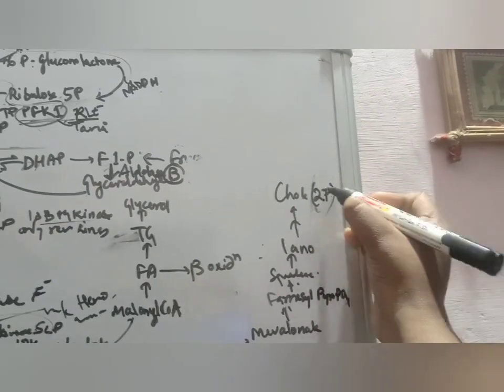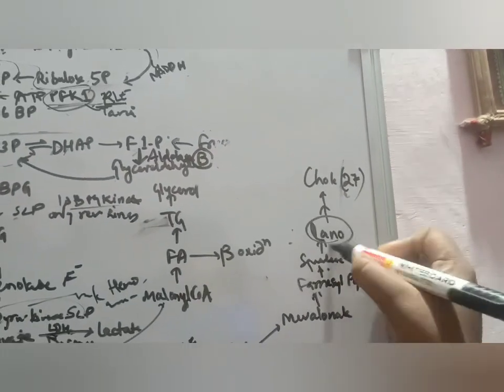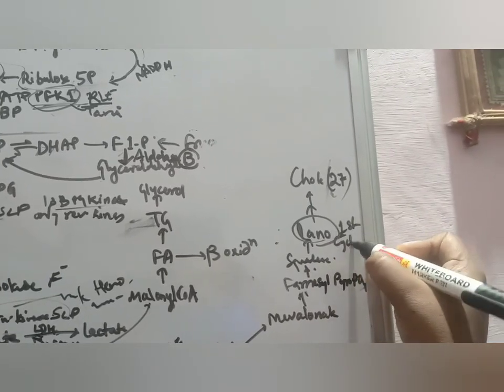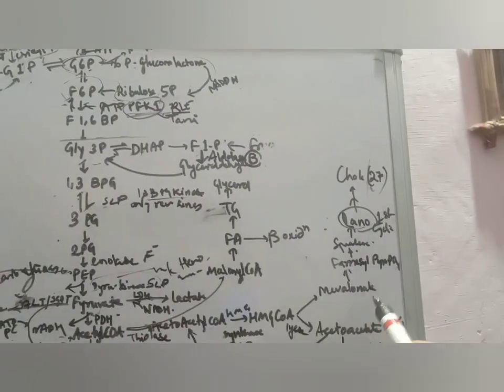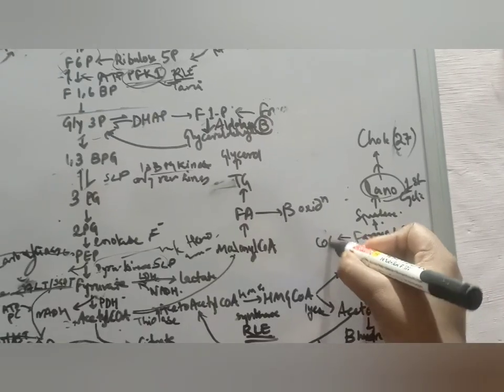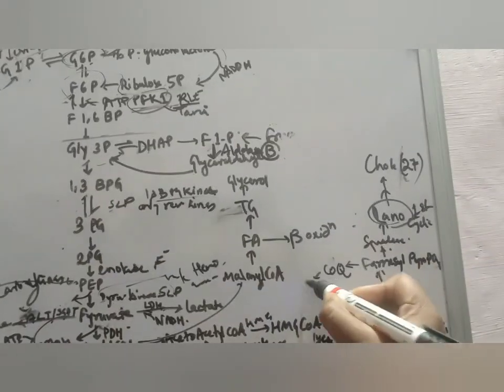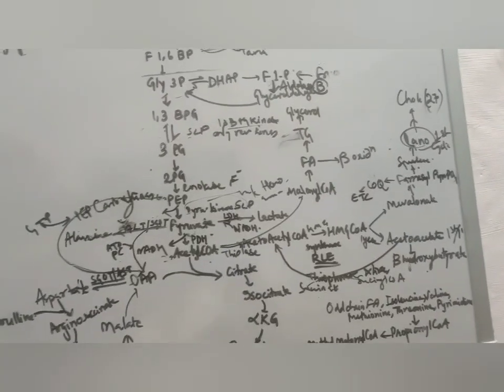How many carbons are there in cholesterol? 27 carbons. Why did I write about lanosterol? Because lanosterol is the first cyclic compound in the cholesterol synthesis pathway. What else? Why did I write about farnesyl pyrophosphate? Because after that it becomes coenzyme Q. And where is coenzyme Q? Coenzyme Q enters the ETC. So that is the importance of farnesyl pyrophosphate.